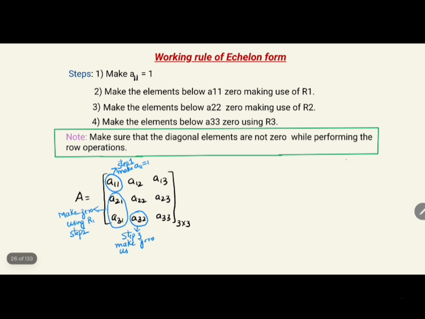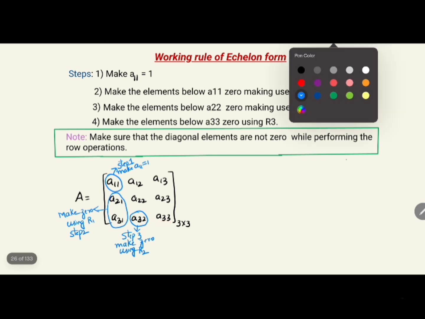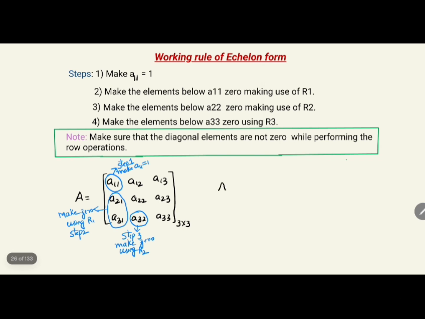Now, what is the next step? We have to make the elements below A33. But here in a 3 by 3 matrix, we don't have any elements below A33. So we will take the example of a 4 by 4 matrix. Now I will take an example of 4 by 4.